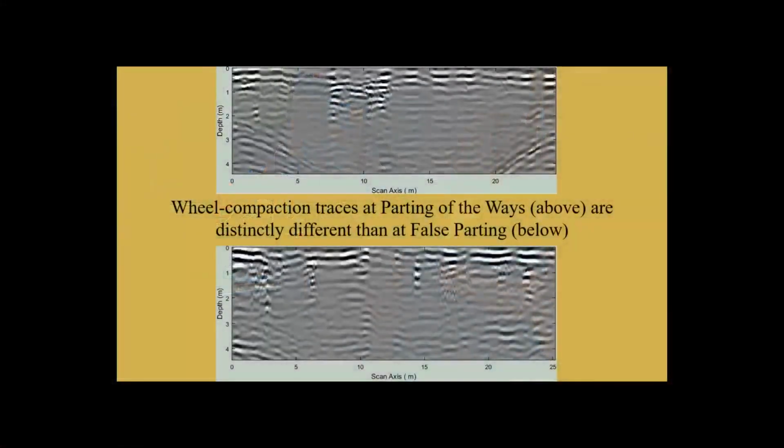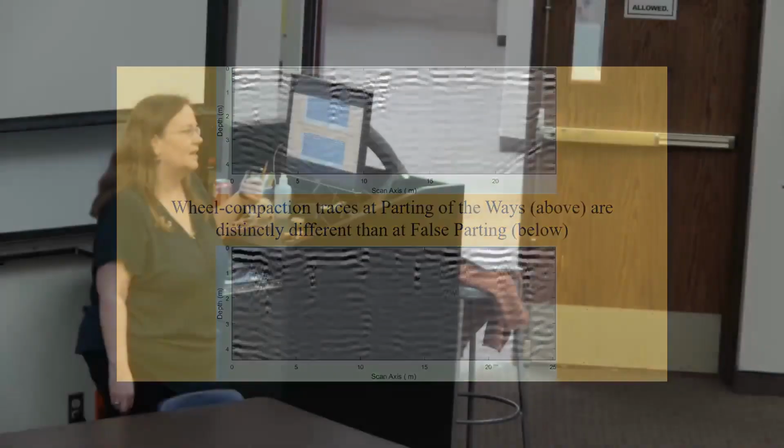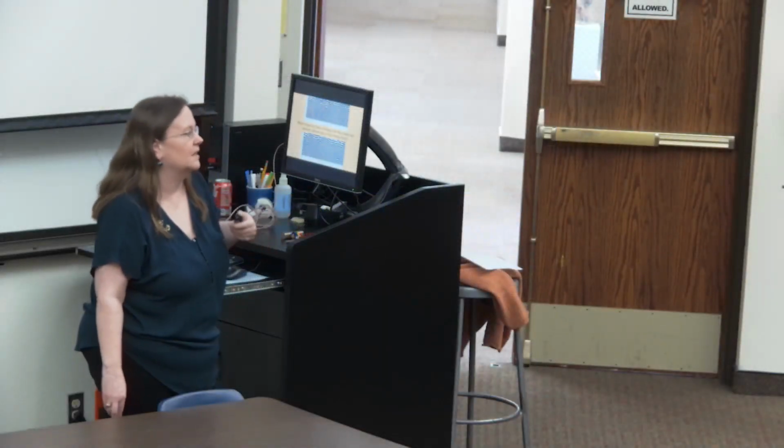So I've got a comparison here. The top one is the wheel compaction traces at the Parting of the Ways, and they're distinctly different from the wheel compaction at the false parting. These compaction marks here match much more to a modern road bed. So this false parting is an area where the road was constructed probably, I'm guessing, in the 1910s, 1920s, somewhere even in the 1930s, somewhere right around there.